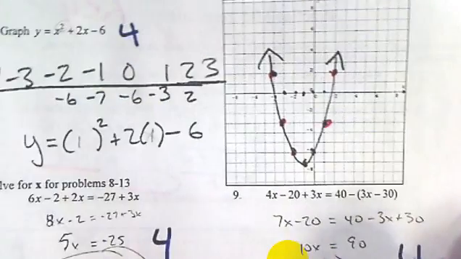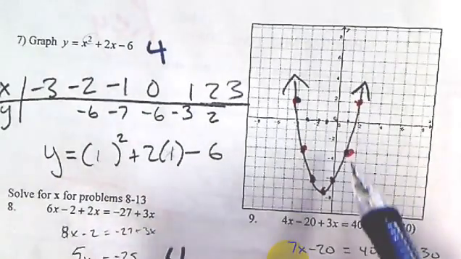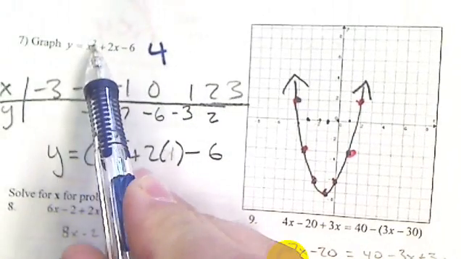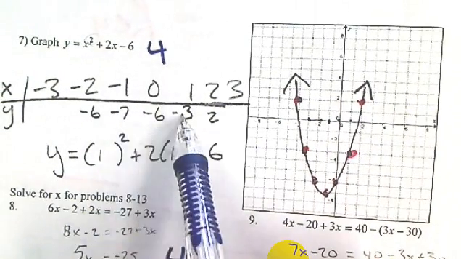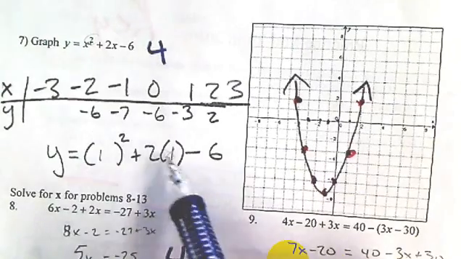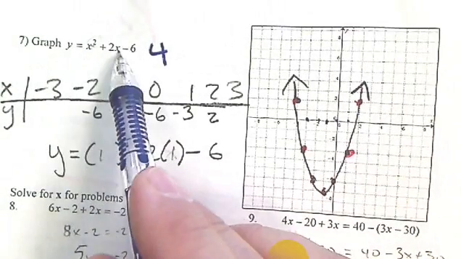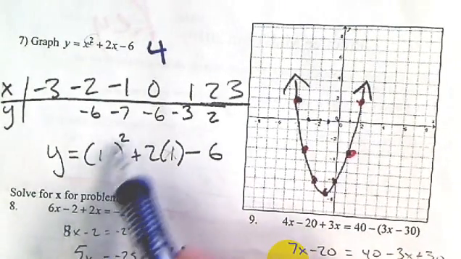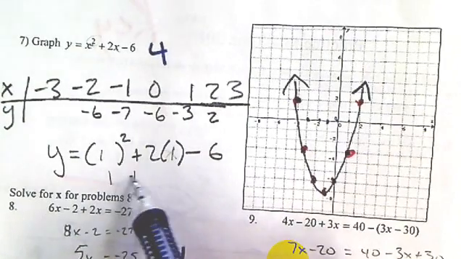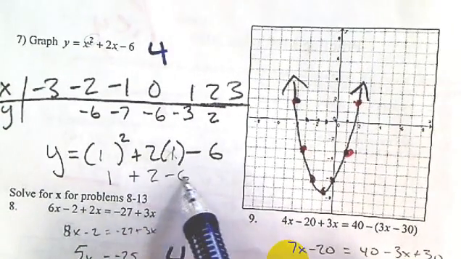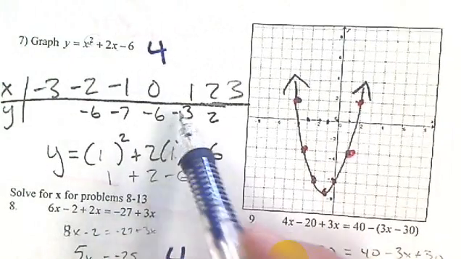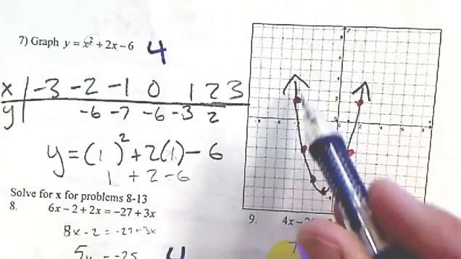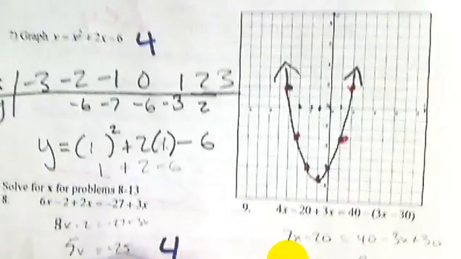Flipping the page over, I know it's a parabola because it has an x squared in it. So I make myself a table and I start plotting points. I plugged in 1 for the x and find my y. 1 squared is 1, plus 2 times 1 is 2, so 3, minus 6 is negative 3. That's how I got my negative 3. And I just plotted all my points until I saw my parabola.